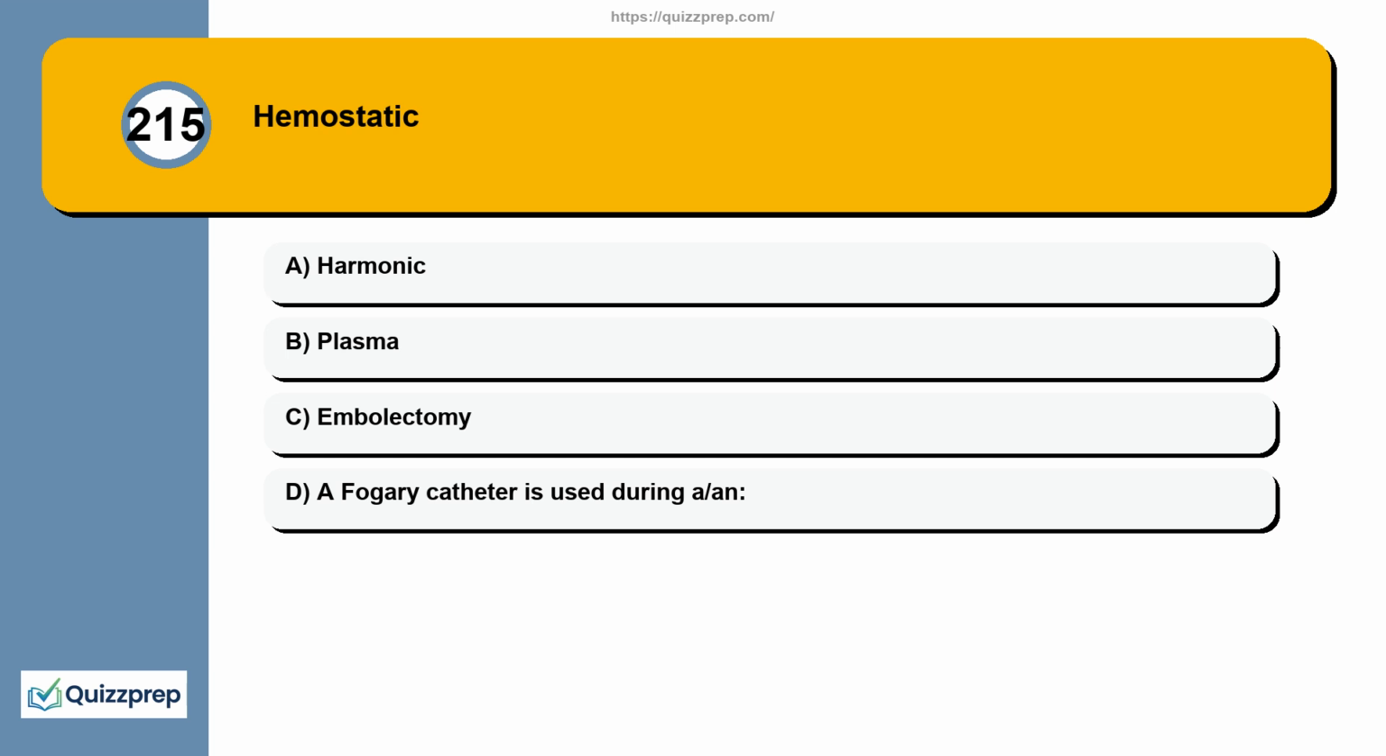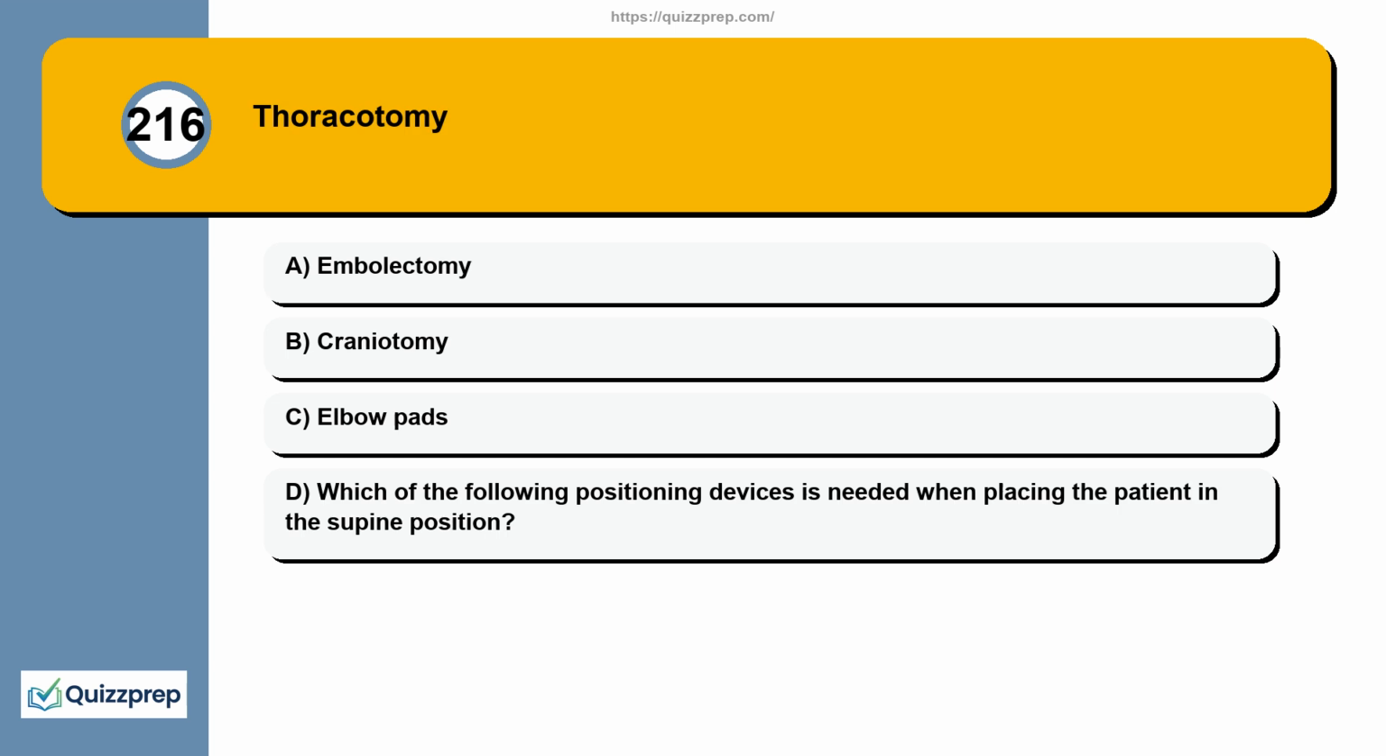The correct answer is option N/A. Question 216: Thoracotomy, option A; embolectomy, option B; craniotomy, option C; elbow pads, option D. Which of the following positioning devices is needed when placing the patient in the supine position?